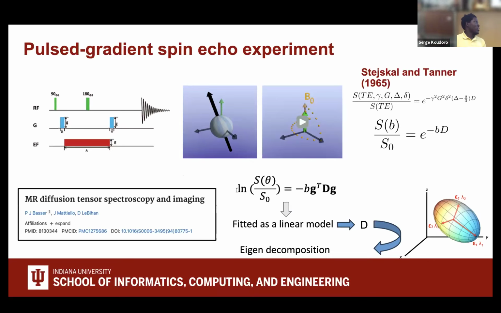So, D, like I said, this is our diffusion coefficient, and this D can be decomposed as an eigenvalue and vector to describe the shape, the direction of where the water is going.